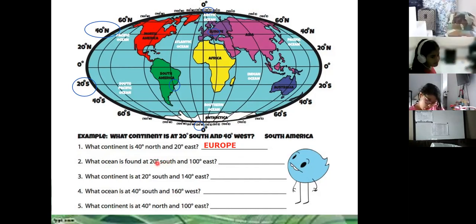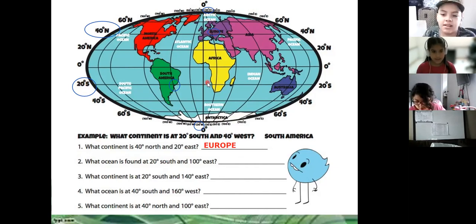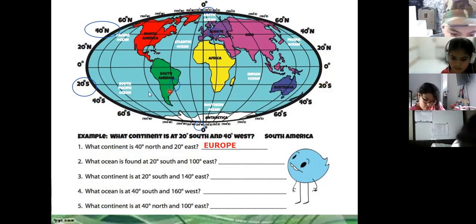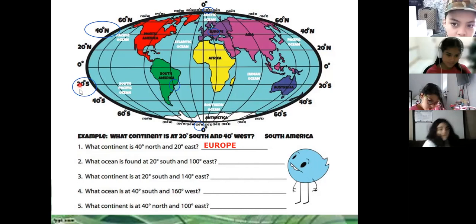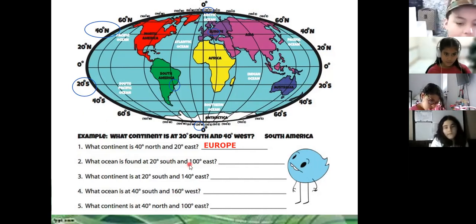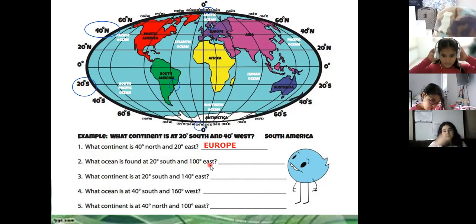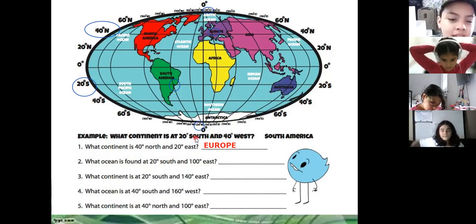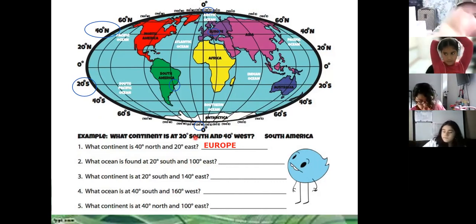20 south. We're looking for 20. Here is 20, right? 20 south. It's all these lines. You can notice here we have 20 south, also south. This is a 20 south. So we find out the 20. We already have it. And 100 east. Where is 100 east located? Now we need these lines. We need the lines of longitude.